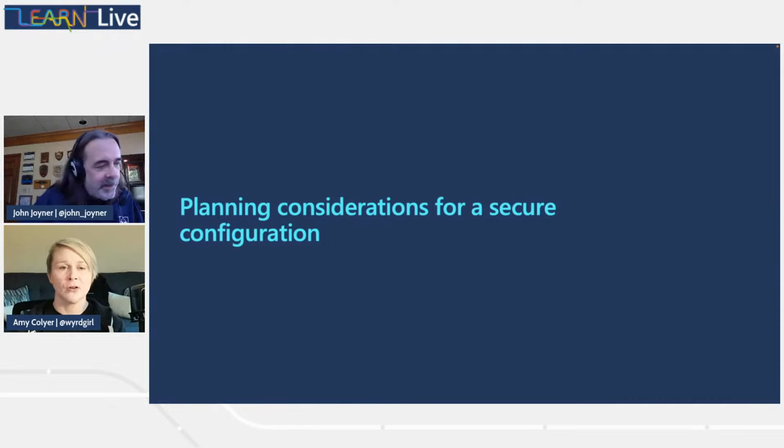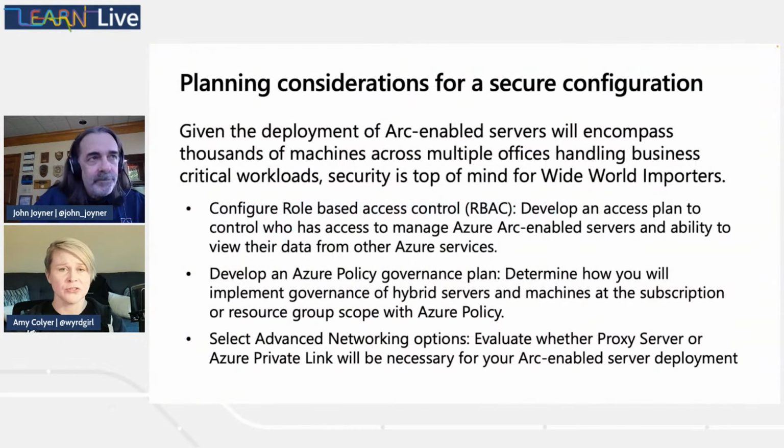All right. So planning considerations for a secure configuration, which you did go over. We have this fake company, Worldwide Importers. They're worried about security, so you configure your role-based access controls. Like you said, that Azure Arc onboarding role can only onboard servers. That's all it can do. So it's good to know. You can develop an Azure policy governance plan, whatever your strategy is for your company, to make sure that everything aligns. And then there's advanced networking options with the proxy server or the private link, which we'll go over for your Arc-enabled servers.